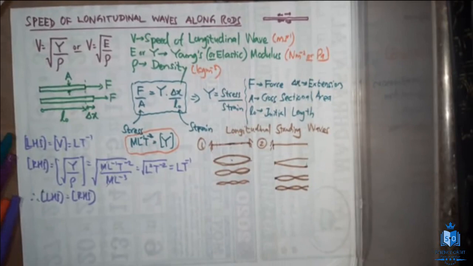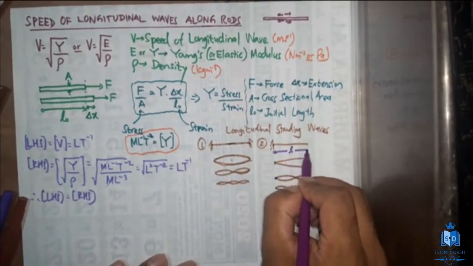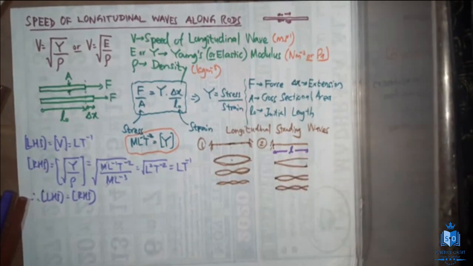These are the standing waveforms. I don't think this is very necessary for you. I'm just explaining a little additional information. Let's say the length of this rod is L. Now we are going to compare the wavelengths.